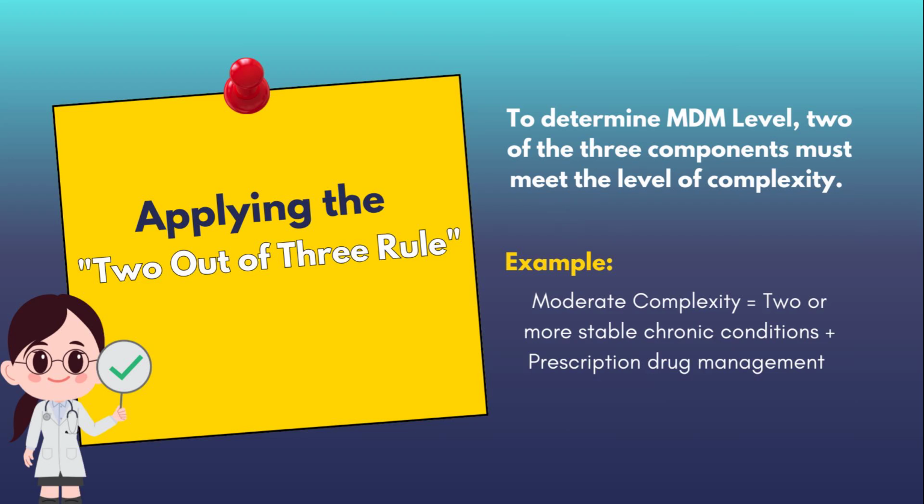To assign an MDM level, at least 2 of the 3 components must meet or exceed a specific complexity level. For example, if a patient has 2 stable chronic illnesses and is on prescription medication, that encounter qualifies as moderate complexity.